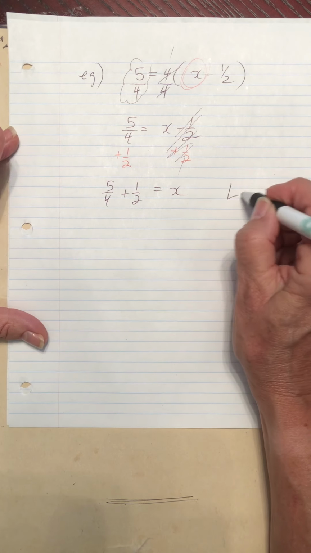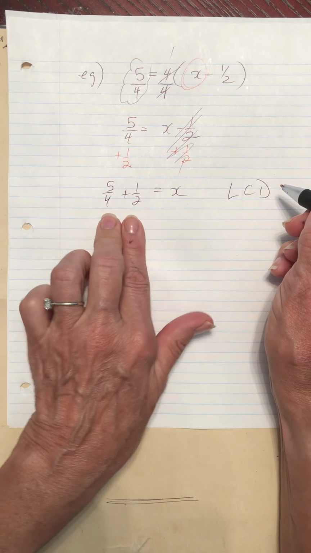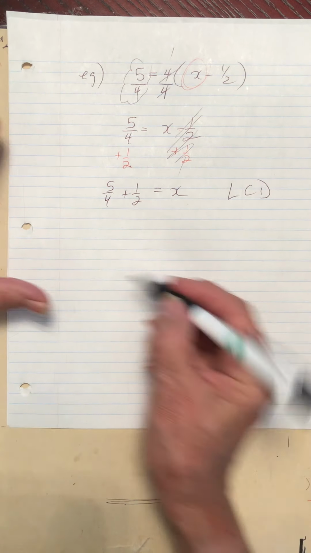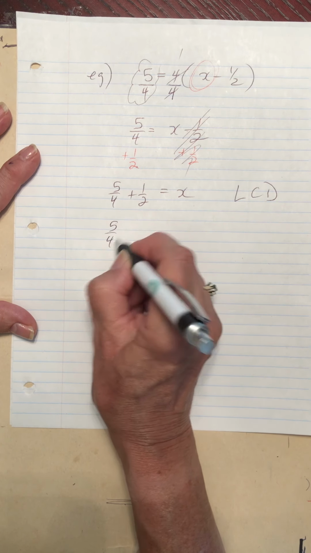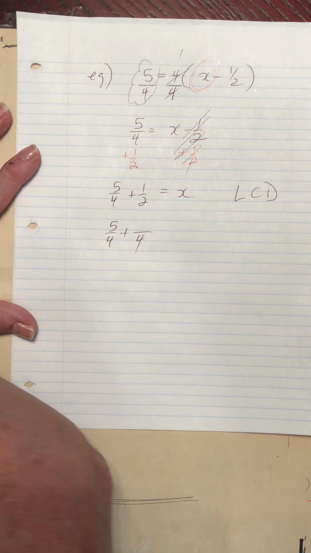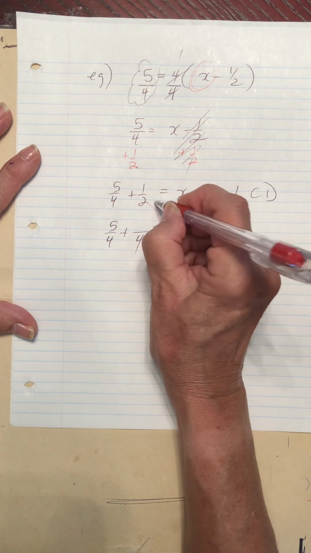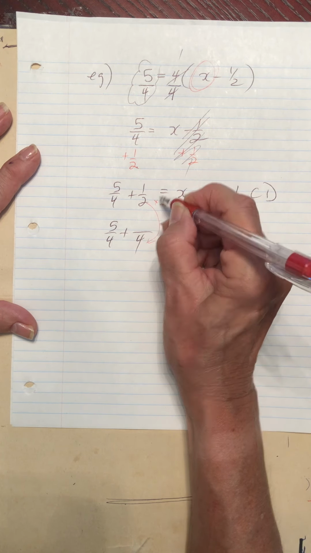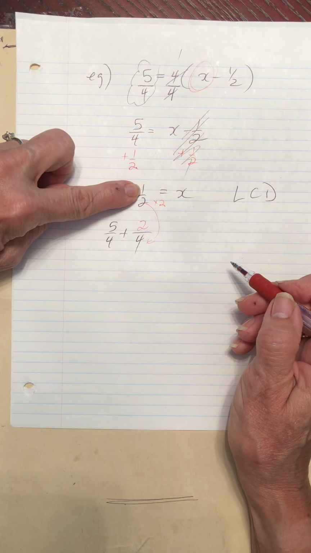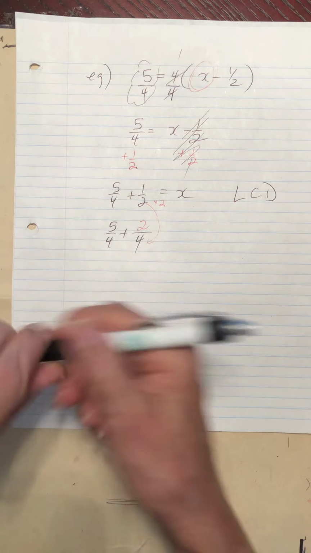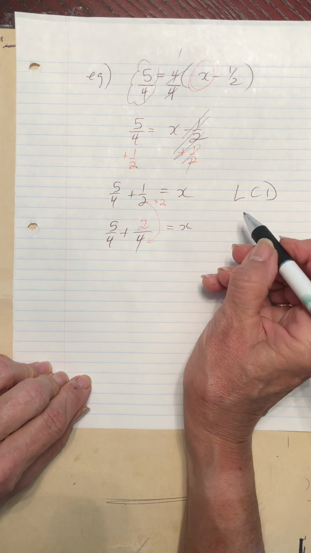Now I need a lowest common denominator. I can't add different size fractions. So their LCD would be a 4. So this one doesn't have to change. But if I want this 2 to become a 4, I had to times by 2. So doing the same operation to the top makes this not a 1 anymore, it's now a 2. And this is going to equal x.